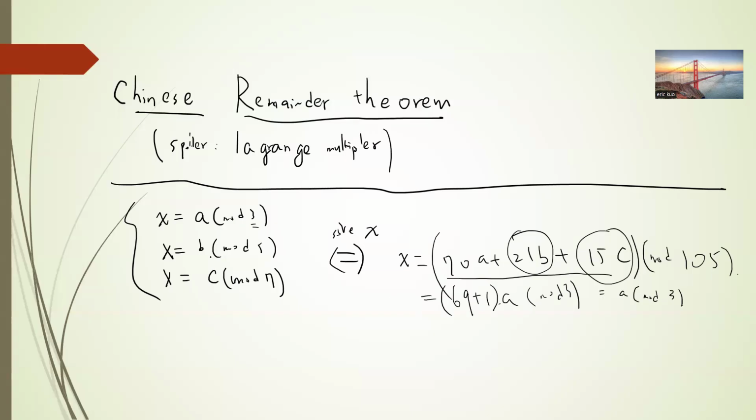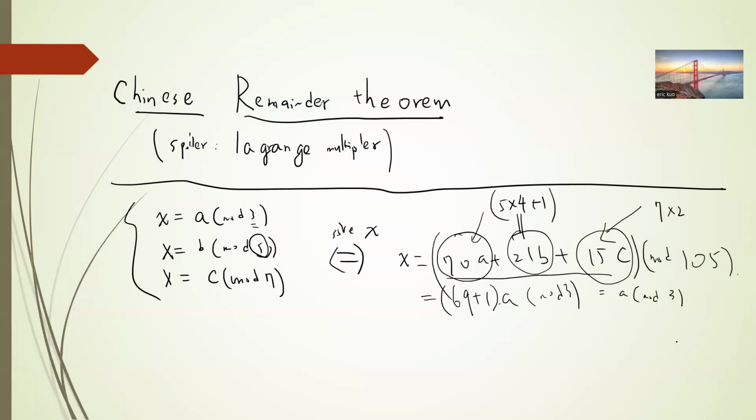Also, if we take modulo 5, then 70 is divisible by 5, and 15 is divisible by 5. So the rest would be 21, which I can write as 5 times 4 plus 1. So actually it's b modulo 5. And if we take modulo 7, then 70 is divisible by 7, 21 is divisible by 7, and 15 is 7 times 2 plus 1. So actually it's c mod 7.